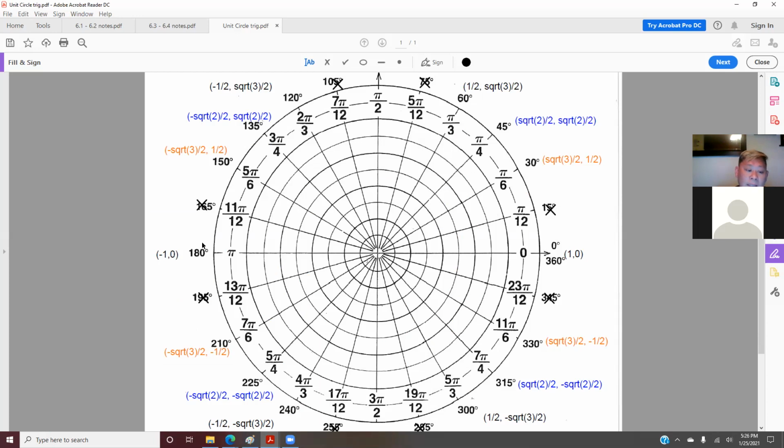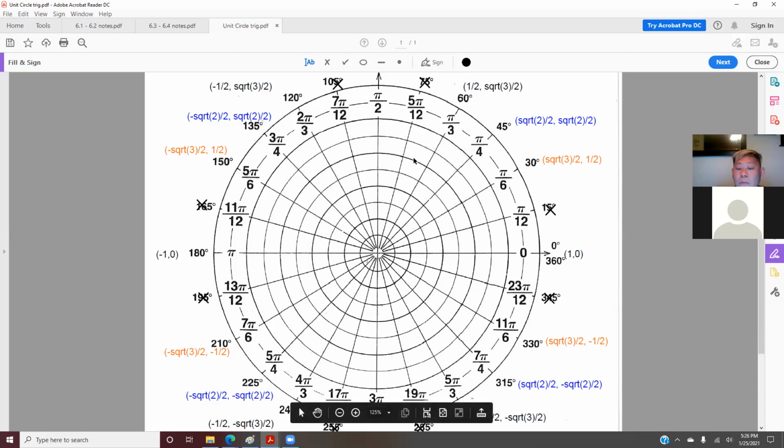And then you add 60. This is 3 pi over 3. And then you add another 60, 4 pi over 3. And then add another, 5 pi over 3. Add another, 6 pi over 3. And then 7 pi over 3 is right here. So 7 pi over 3 is the same thing as pi over 3. You just go one full circle.